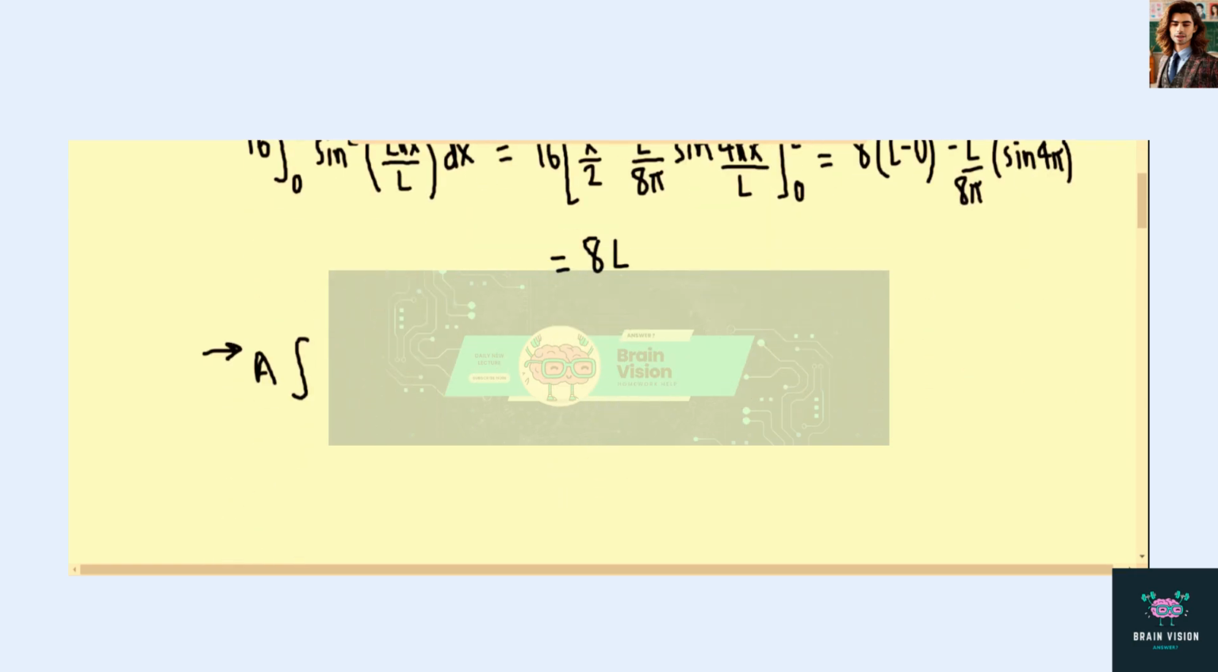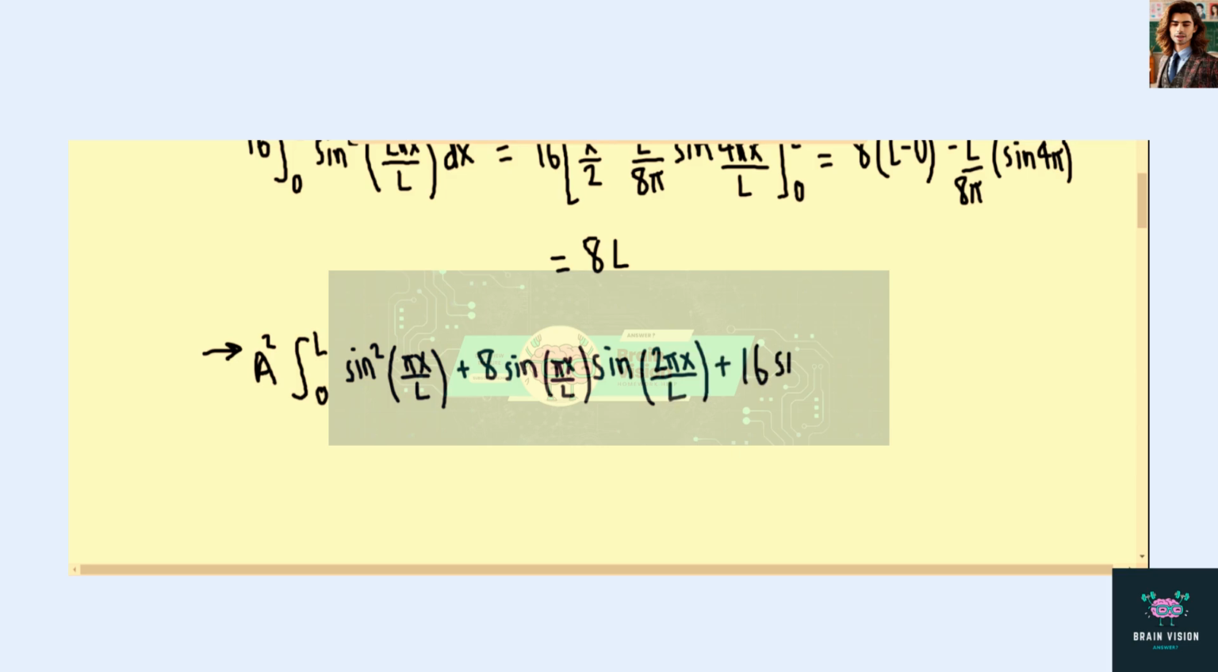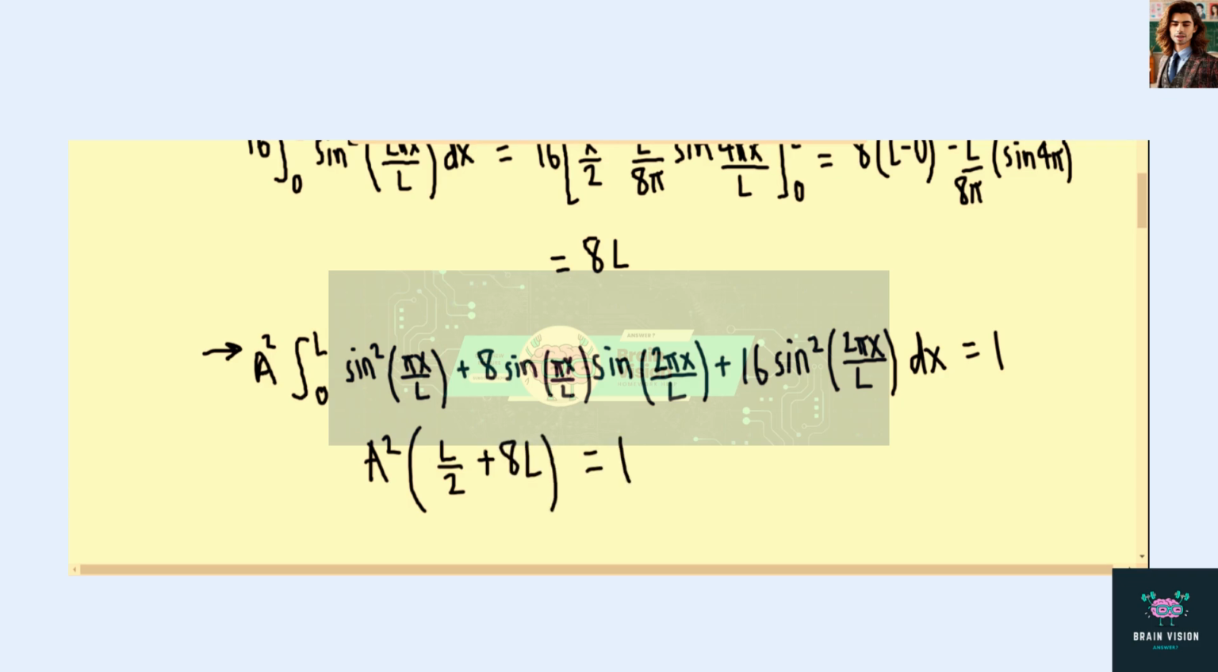So when we take these integrals and we substitute them back into the overall integral, we have a squared times the total integral, and this overall quantity, this total integral times a squared, needs to equal 1, because after all, we are normalizing. And we substitute in what we obtain, namely L over 2 plus 8L times a squared equaling 1, and we can get a value for a.